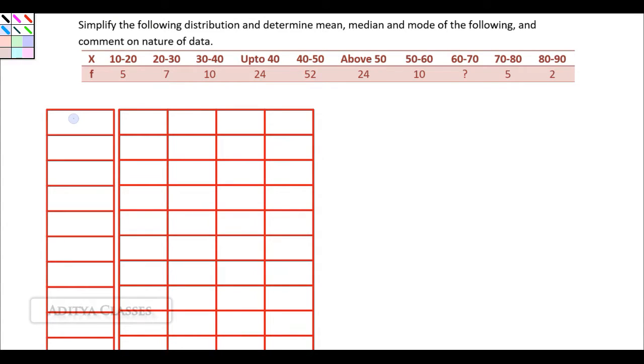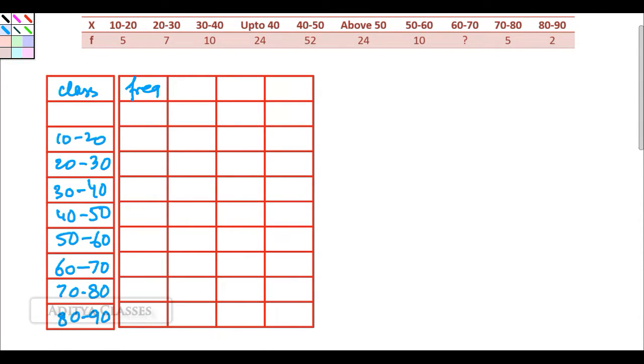We have a class, then we have frequency. Classes we have 10 to 20, 20 to 30, 30 to 40 and so on. So first of all, let me have a class 10 to 20. Then let us put in all these classes. So here we have our classes. Now from 10 to 20 we have 5, so it is a straightforward case. 20 to 30 we have 7, straightforward. 30 to 40 is 10, up to 40 is 24, up to 40.